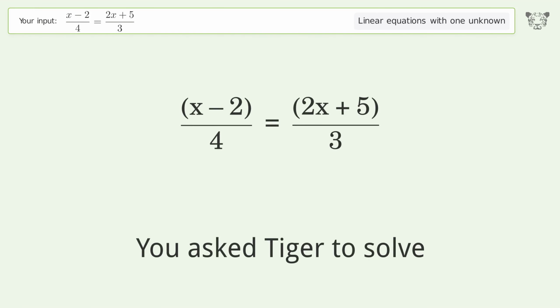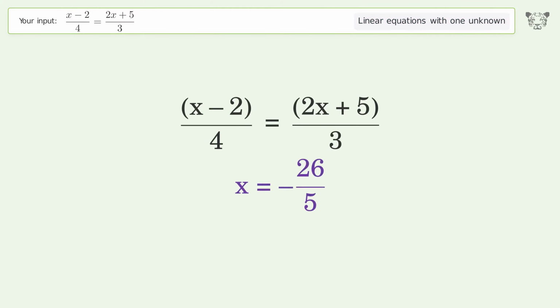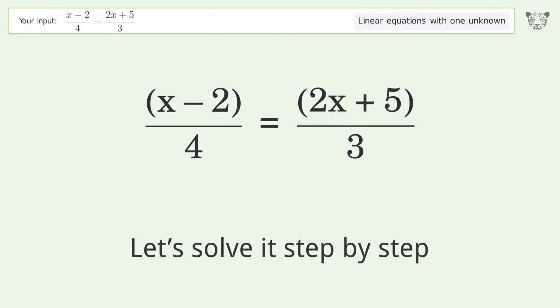You ask Tiger to solve this. It deals with linear equations with one unknown. The final result is x equals -26/5. Let's solve it step by step.